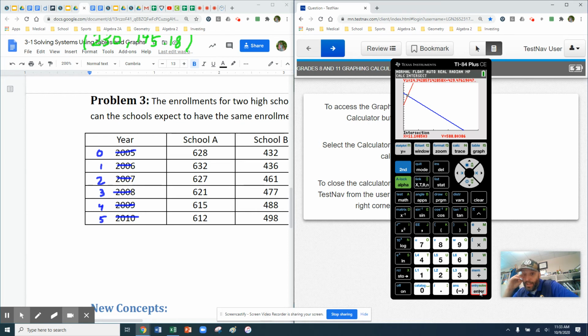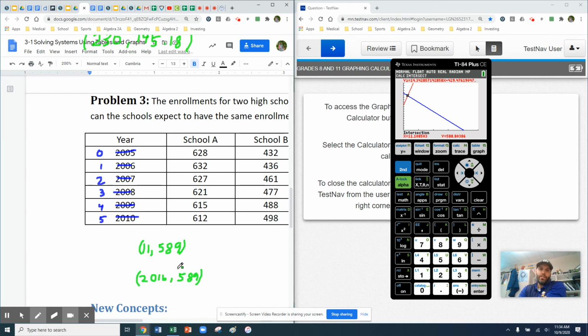So after about 11 years, both schools will be at about 589. And we're not getting direct integers. That's fine. We'll just estimate. So about 11 years, we're at 589 students. So two ways you could write your solution. 11, you'd be at 589, or you could use the year 2016. You're going to be at 589 students.